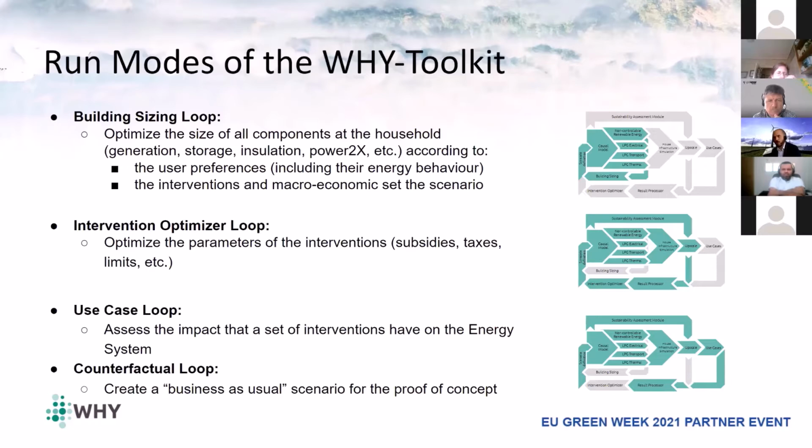So we have different run modes for the Y toolkit defined. We have the building sizing loop, which is basically used for calculating the effects of investment decisions. When I try to invest into a PV generator or PV solar panels, the question is how large is the roof, how high is my consumption rate, and do I want to go for maximum own consumption? If it's within an energy community setting, do I want to go for maximum generation? And this information will be fed into the building sizing algorithm, which will then decide, okay, according to the decision that an investment will be made, what will the effects be?